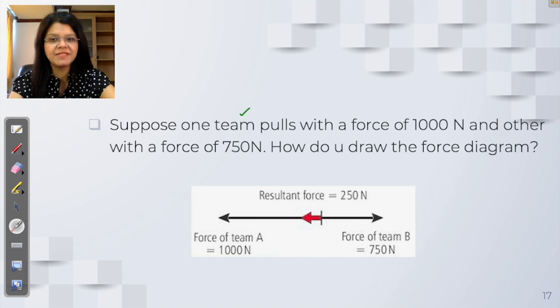So the force of 1000, if you see, is a longer arrow. The black arrow is your force of 1000 Newtons. The other black arrow is a force of 750 Newtons. This arrow is 3/4 the size of the other black arrow. What is the resultant? Because the forces are in the opposite direction, the resultant is 250 Newtons and its direction is the same as the direction of the stronger force. This is your resultant force, right?